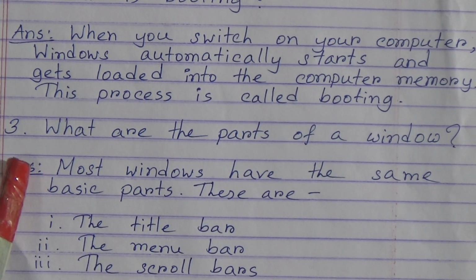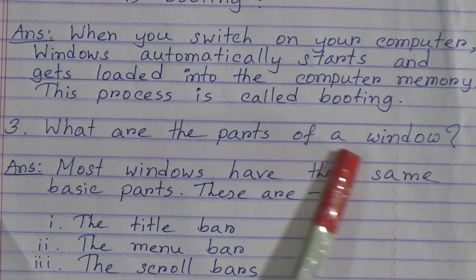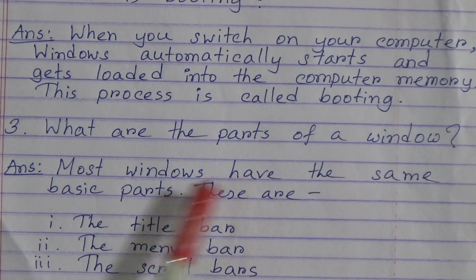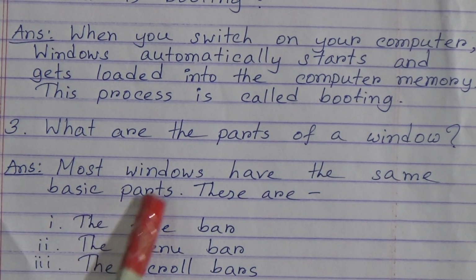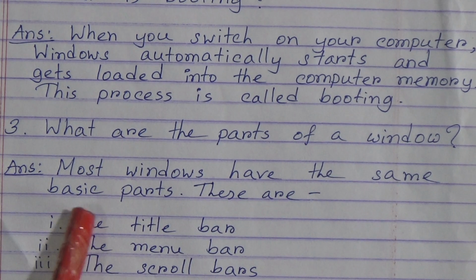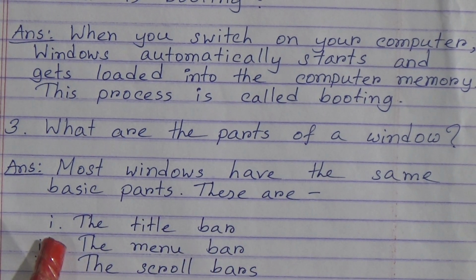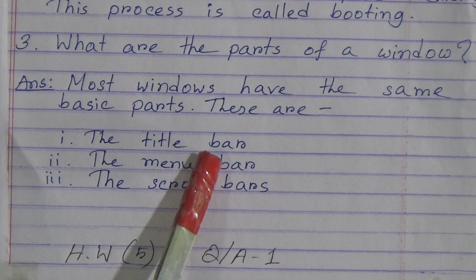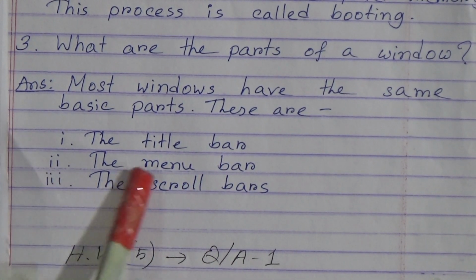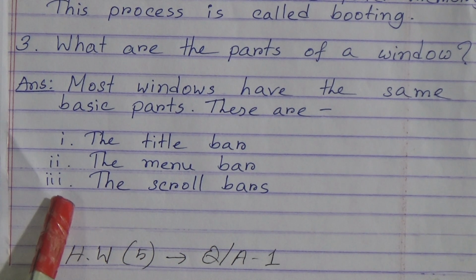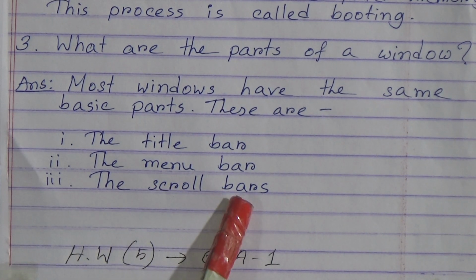Number 3, what are the parts of a window? Answer, most windows have the same basic parts. These are number 1, the title bar, number 2, the menu bar, number 3, the scroll bars.